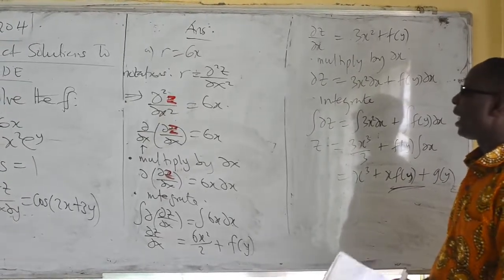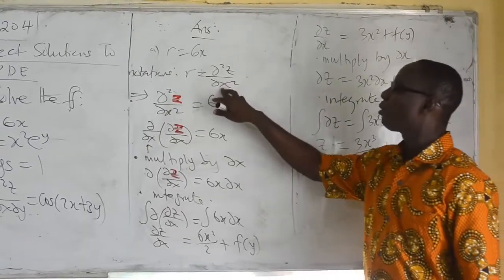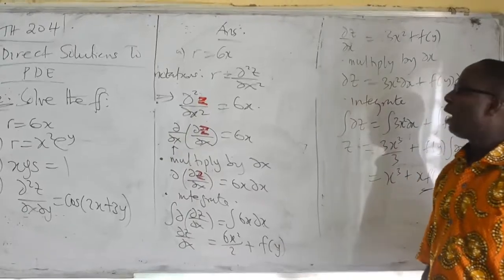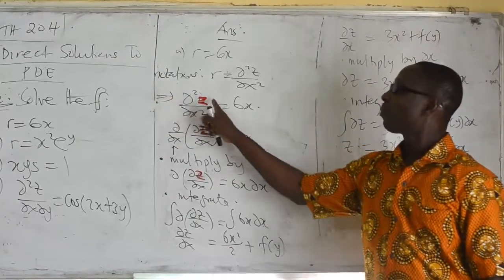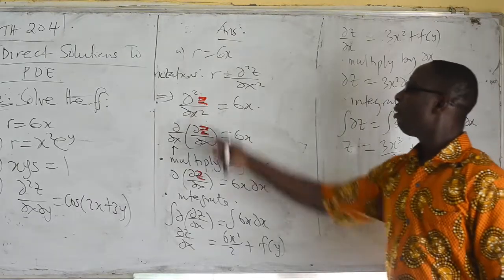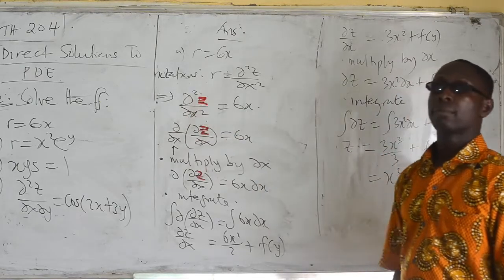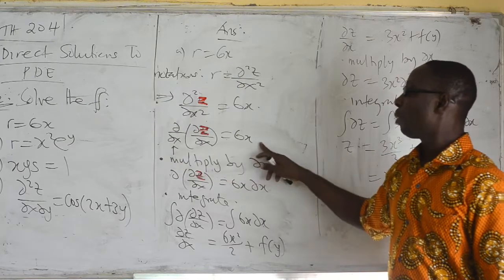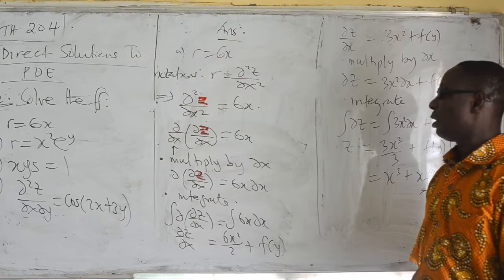I'll go over it a second time. Now we are asked to solve this problem. So R has been replaced by this. Now we are supposed to go and find our Z. So what you have to do is rewrite this as this. Then we try to remove this by multiplying through by this. So we multiply through by that to get this. Then this is left with this.